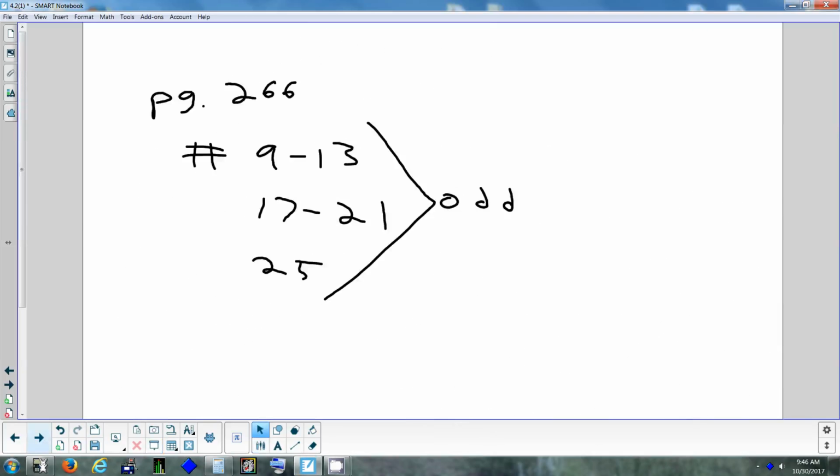Okay, so the homework tonight, it's on 266. It's 9 through 13, 17 to 21, and 25. Just odds. Okay, just the odds.